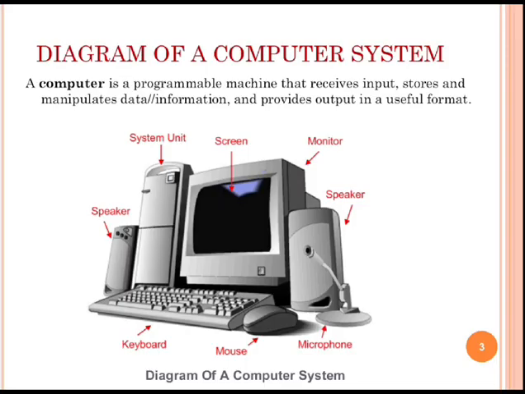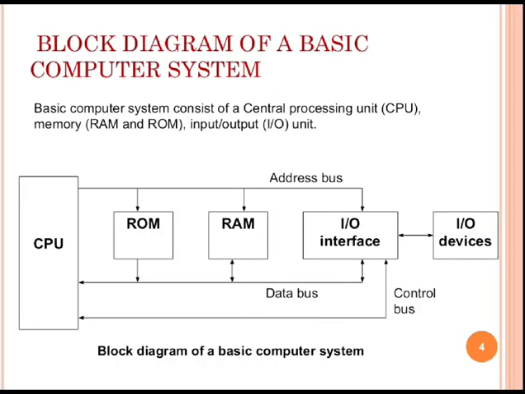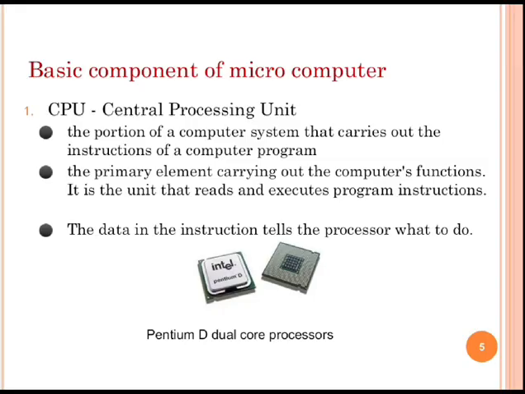Yes, it is a basic diagram of a computer system. A computer is a programmable machine that receives input, stores and manipulates information or data, and provides output in a useful format. It contains a speaker, system unit, monitor screen, mouse, keyboard, etc. It's a block diagram of a basic computer system. A basic computer system consists of a CPU, which means central processing unit, memory of two types, RAM and ROM, and input-output units. It has three types of buses: address, data, and control bus. These are the basic components of a microcomputer.